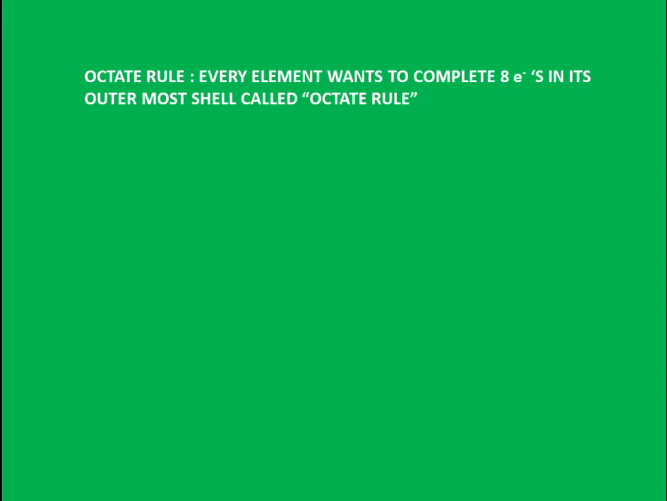I already told you the output of the Lewis and Kossel approach is the octet rule. What does it say? Every element wants to complete 8 electrons in its outermost shell, called the octet rule. Octet means a group of 8 electrons. Why only 8 electrons? Because it represents the fully filled configuration, or the configuration of inert gases. As we know, inert gases are quite stable. That's why this octet rule came into existence.